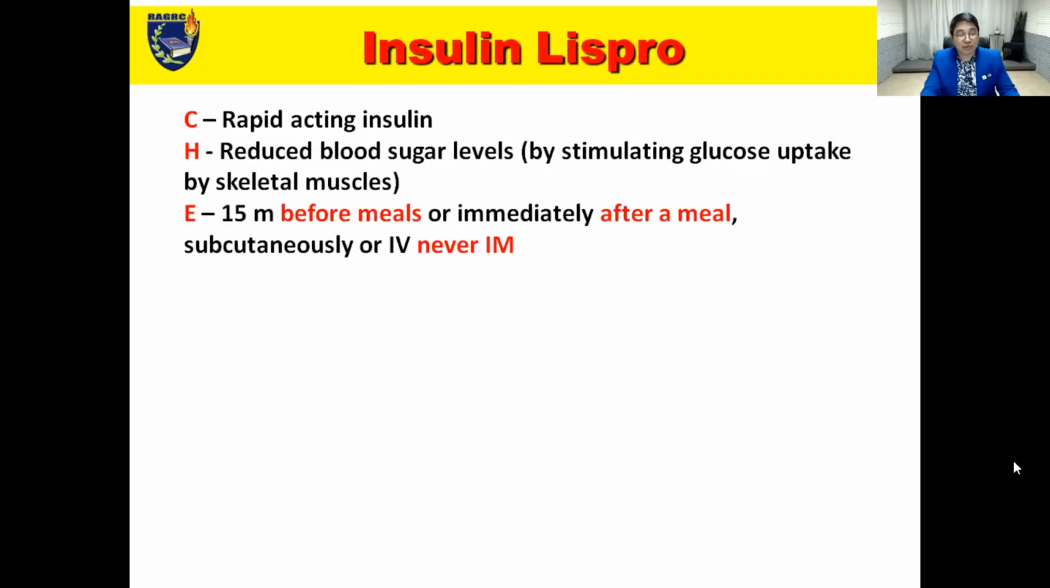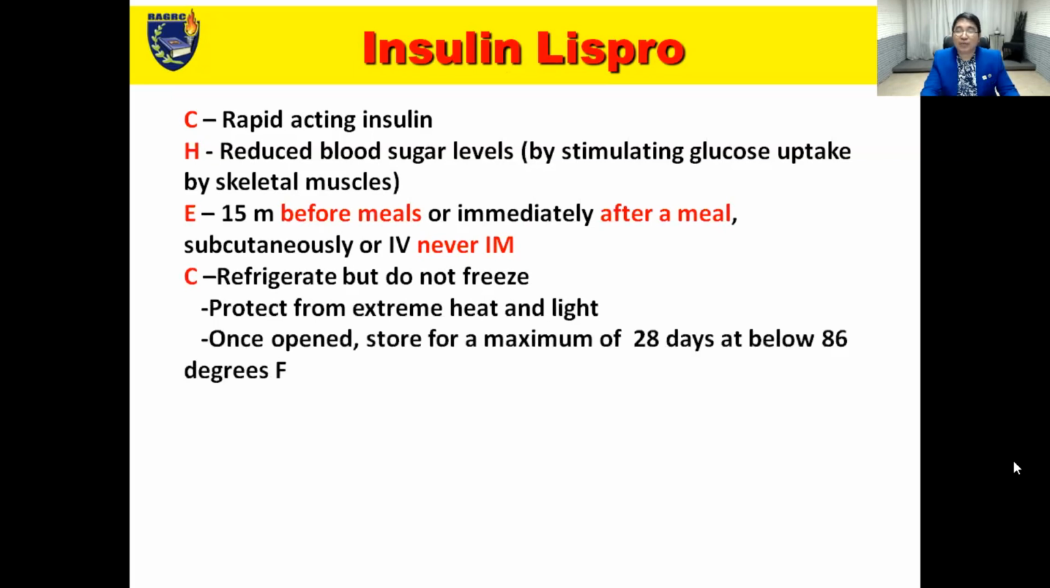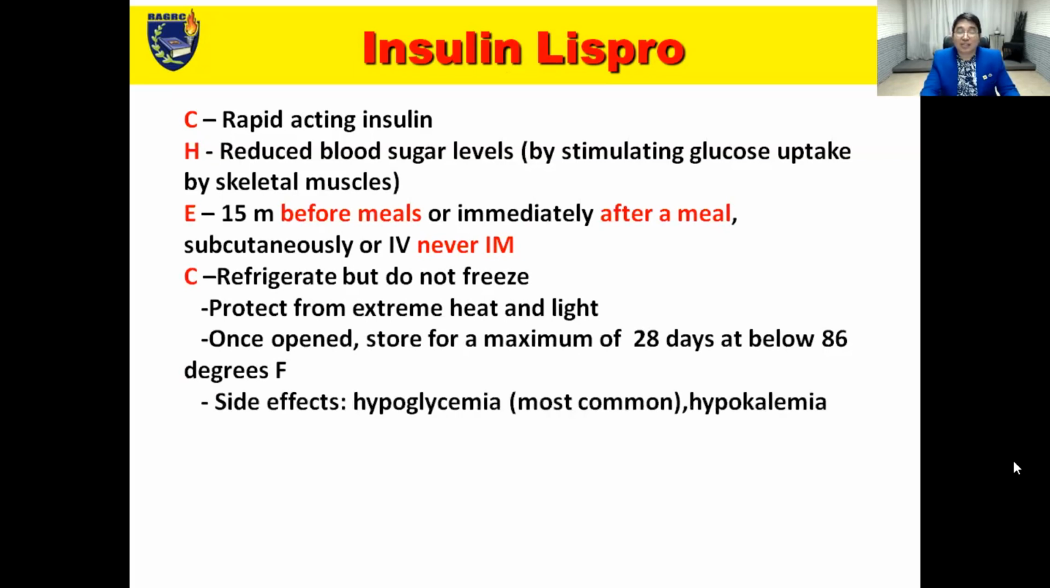It's given either subcutaneously or IV, never IM. Then it has to be refrigerated, but do not freeze. Protect it from extreme heat and light. And then once opened, store for a maximum of 28 days at below 86 degrees Fahrenheit temperature. Side effects, we expect hypoglycemia, which is most common, and of course, hypokalemia, because insulin would actually cause potassium to enter the cells, thereby decreasing the potassium in the blood.